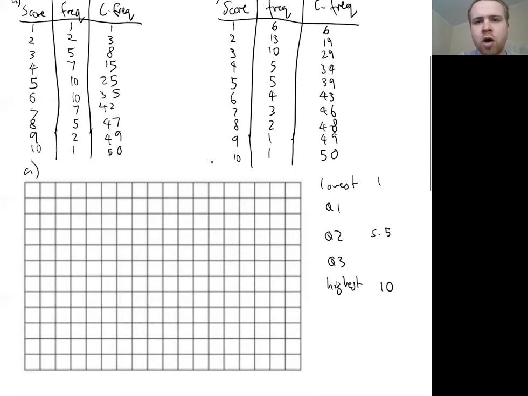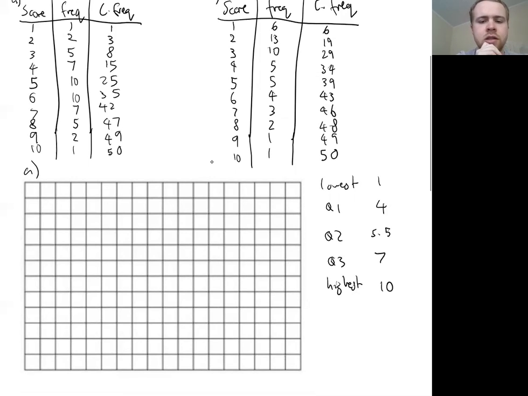Then we've got to look at the bottom 25. So we're going to look at that 13th score there. The 13th score is going to be less than 15. So the Q1 is going to be 4 here. Okay, and then for Q3, we've got to think about the top 25, sorry. So it's going to be the 38th score there. And so the 38th score is going to be less than 42. So that's going to be 7.